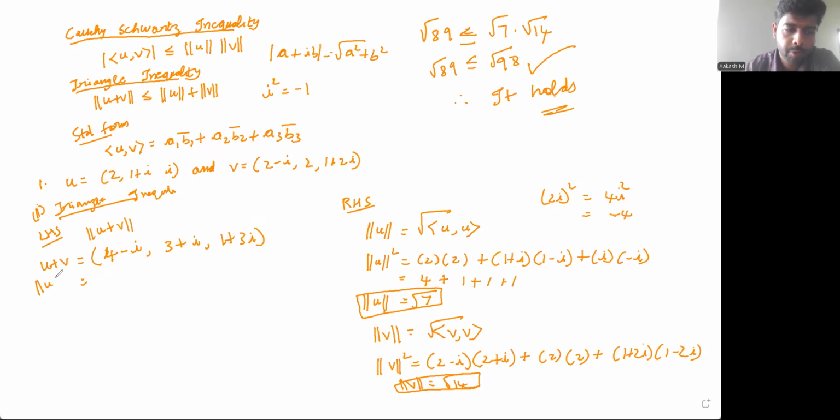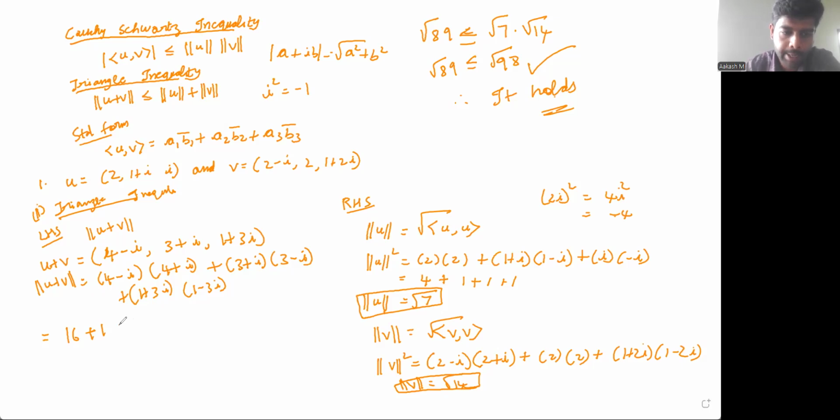Now you find norm of u plus v. Similarly, use the standard form: 4 minus i and take the conjugate 4 plus i, plus 3 plus i, take the conjugate 3 minus i, plus 1 plus 3i and again take the conjugate 1 minus 3i. Now you multiply and find. 4, a plus b into a minus b, 4 square, 16, minus b square, minus of i square. For i substitute minus 1. So you get 16 plus 1 from the first two terms.